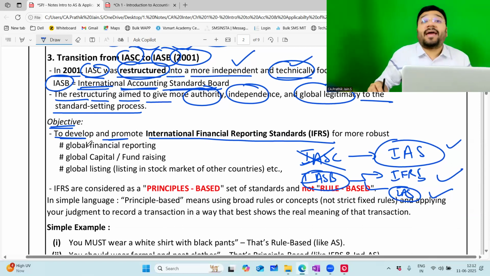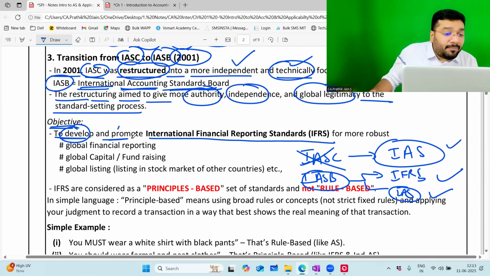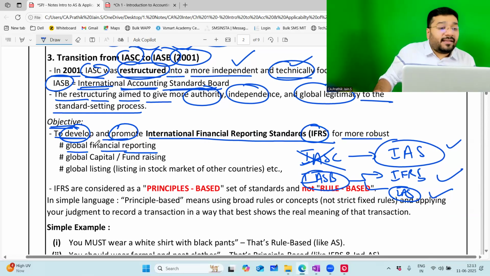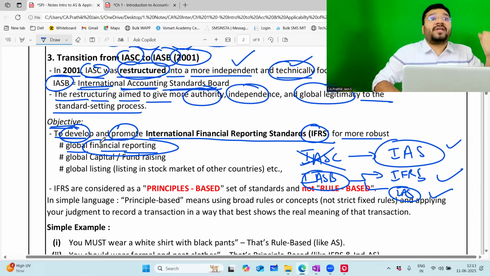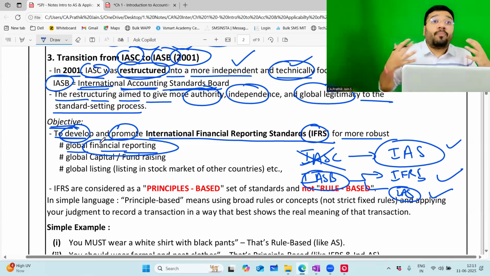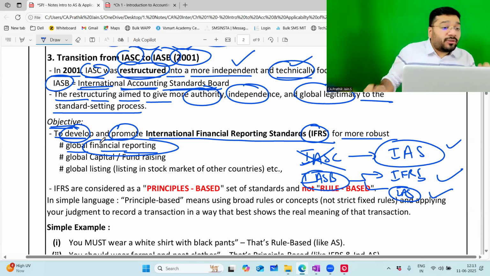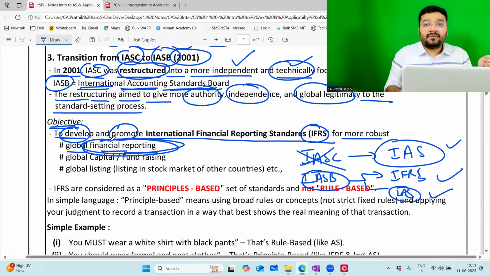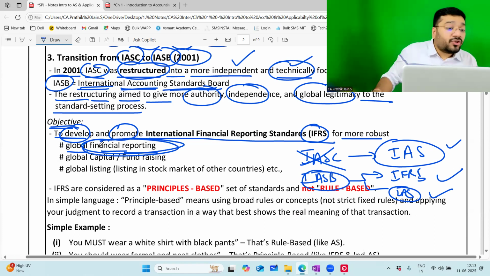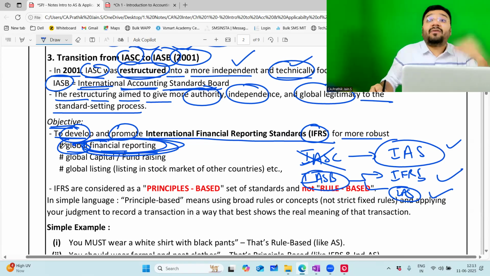So now what is the objective of IASB? The objective of IASB was to develop and promote IFRS for a more robust global financial reporting. They said that the financial reporting done under IAS was not robust. It was not strict enough. We have to become more strict because whatever standards IASC had set were not that transparent. They were not that understandable. There were some flaws in it. So we have to come out with a more robust way of accounting standards so that people can rely very comfortably on the financial reporting done based on it. So we wanted a better version of global financial reporting than that prepared under IASC.